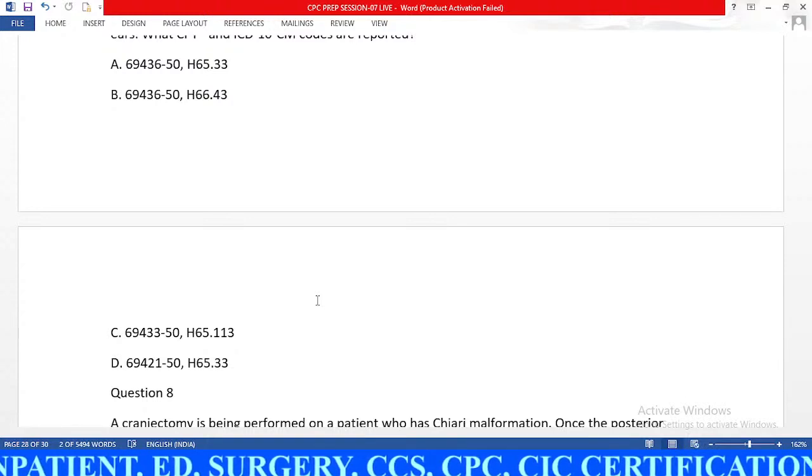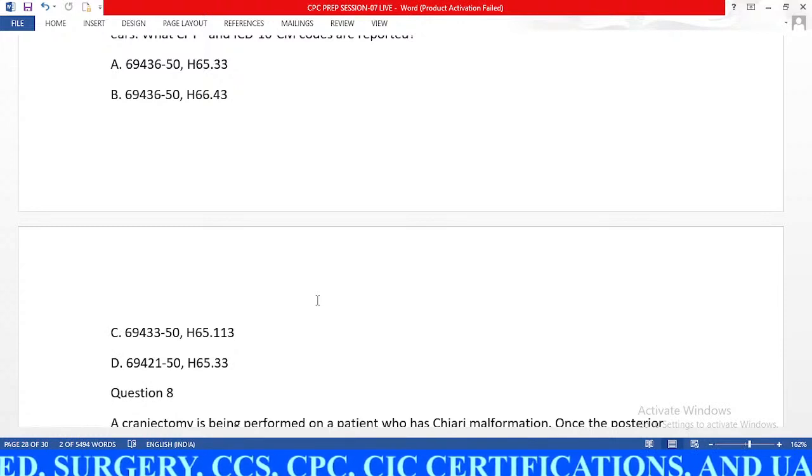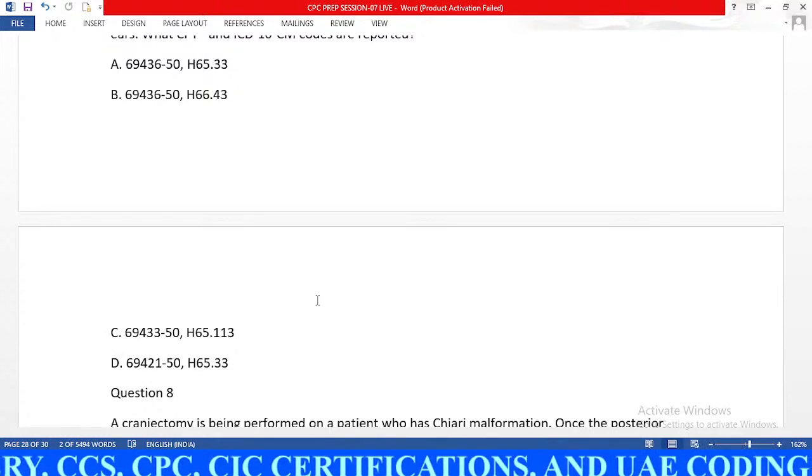So first try to identify the keywords here. Then only you can code it correctly.